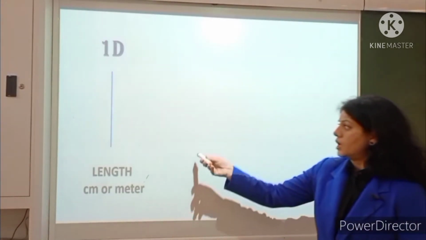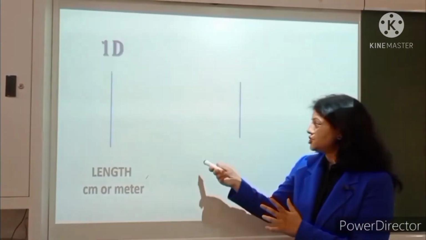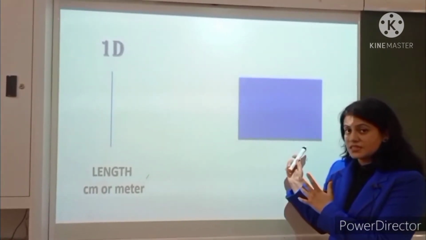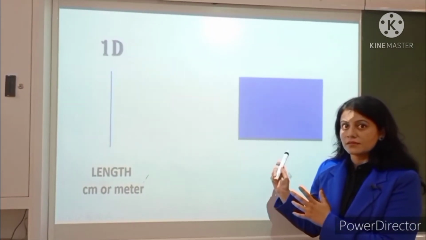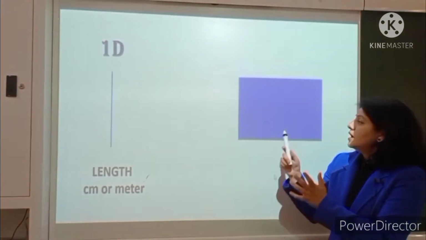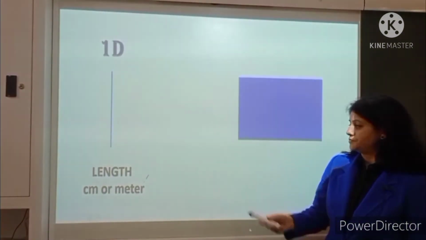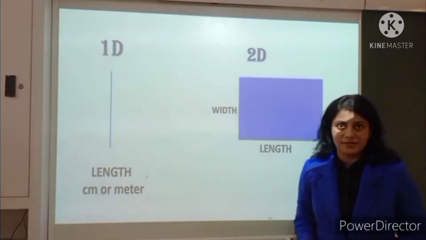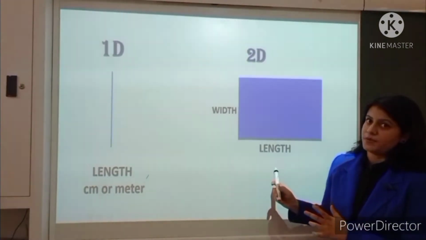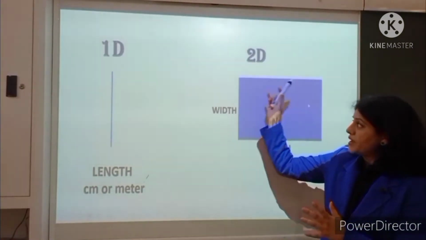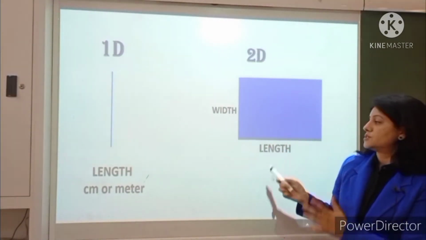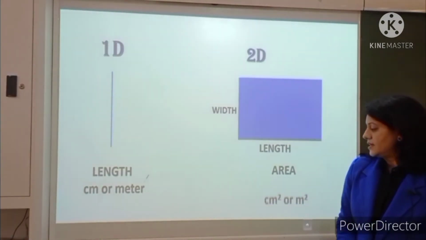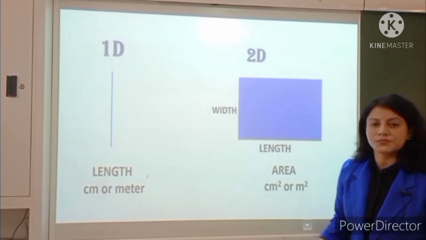or meter. Now, if I take this line segment and extend it in a certain direction at a certain distance perpendicular to its length, we obtain a 2-dimensional quantity called a rectangle. Now, length and width are the 2 dimensions of this rectangle, and the space occupied by this rectangle is called its area, and the unit for area is centimeter squared or meter squared.